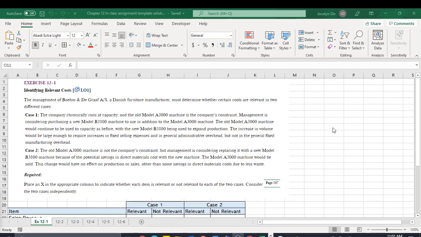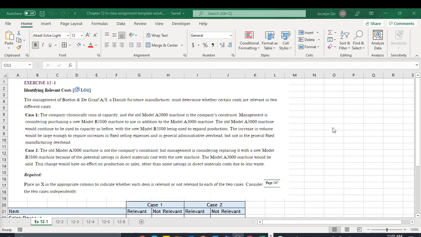Management is considering purchasing a new model B3 800 machine to use in addition to the model A3000. The old model A3000 machine would continue to be used to capacity as before, with the new model being used to expand production. The increase in volume would be large enough to require increases in fixed selling expenses and in general administrative overhead, but not in the general fixed manufacturing overhead.